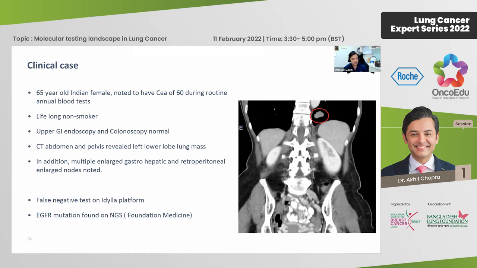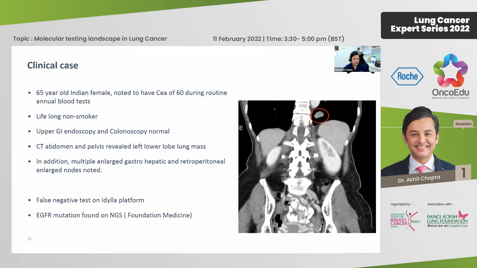So the gastroenterologist decided to arrange a CT scan of abdomen and pelvis, which is shown here on the right, which interestingly picked up a left lower lobe lung mass. In addition, I haven't added the photo, but there were multiple enlarged gastrohepatic and retroperitoneal lymph nodes seen. This patient underwent a biopsy of a mediastinal lymph node using bronchoscopy and EBUS and was found to have adenocarcinoma of the lung, most likely advanced stage based on the lymph nodes in the abdomen.